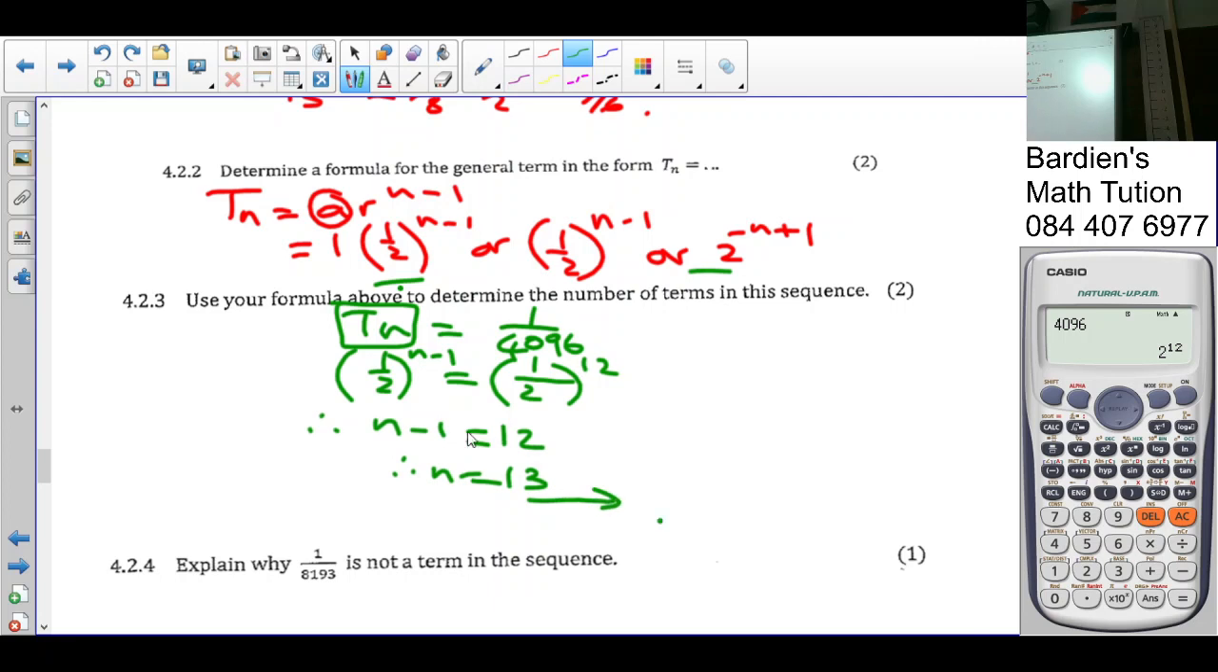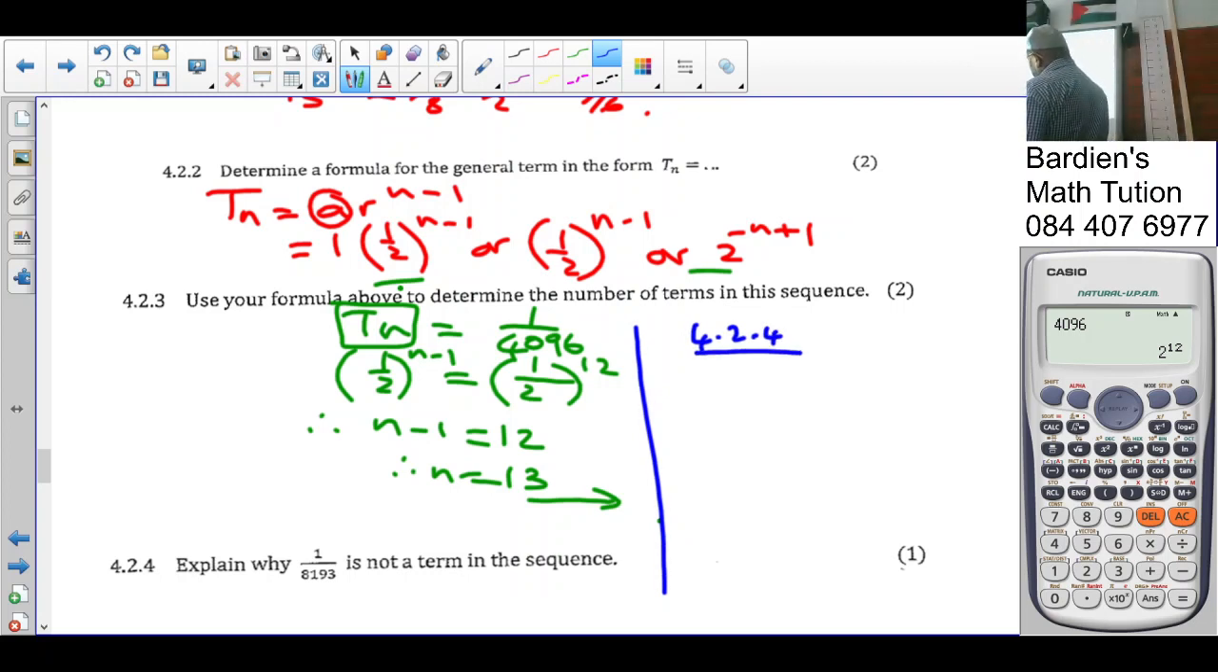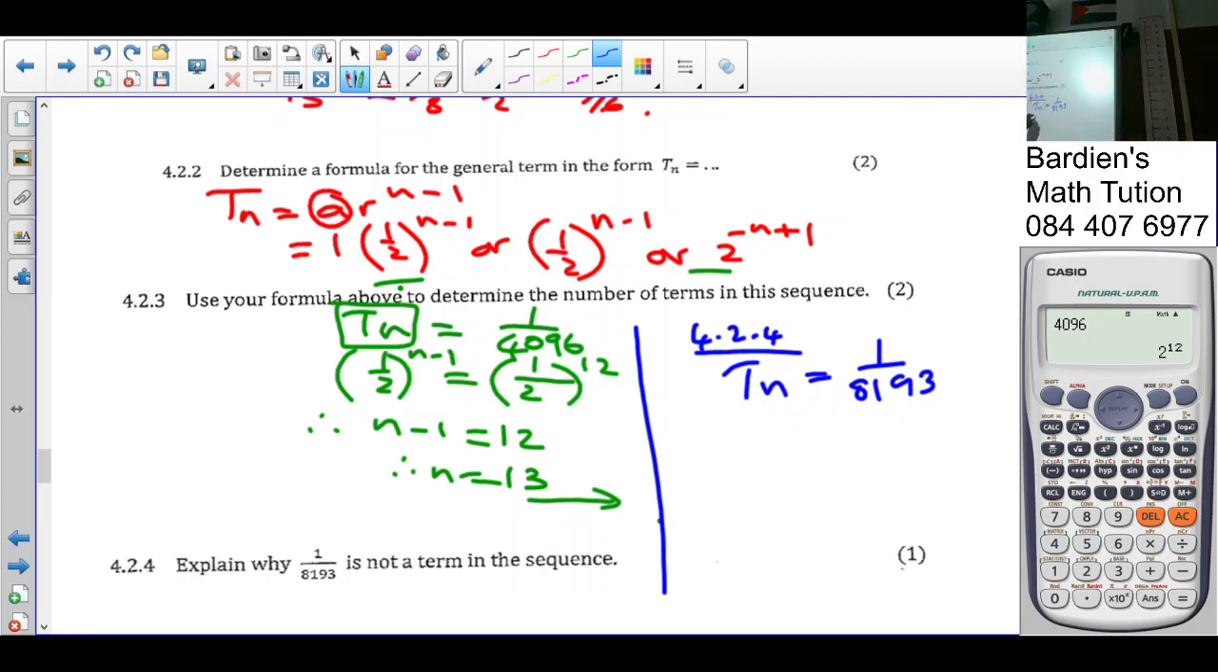And this question here, before you guys leave: explain why 1 over 8193 is not a term in the sequence. If you're going to solve for n here, there's going to be n minus 1 equals 1 over 8193. You see, the bases can't be written the same, so we can't equate the exponents here.